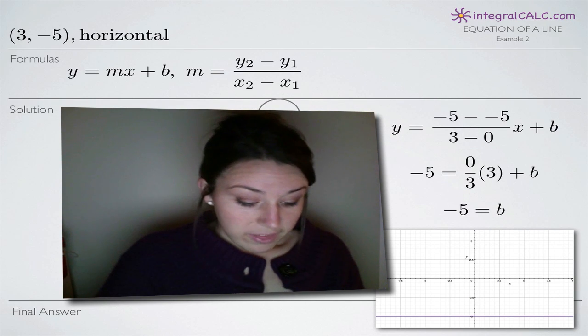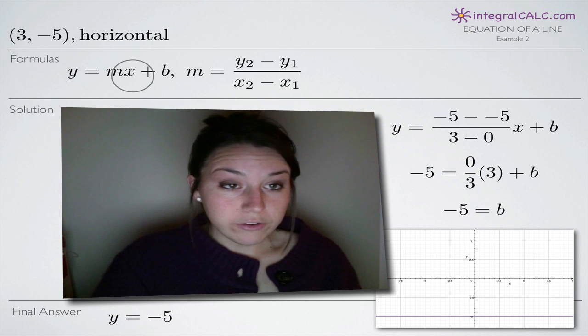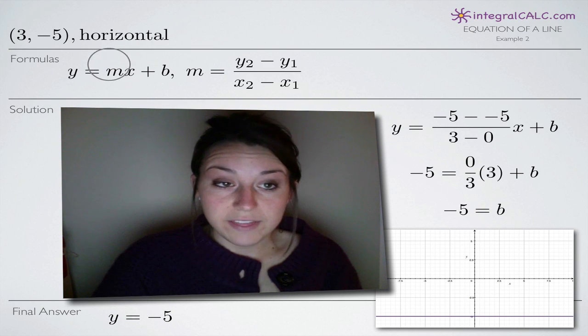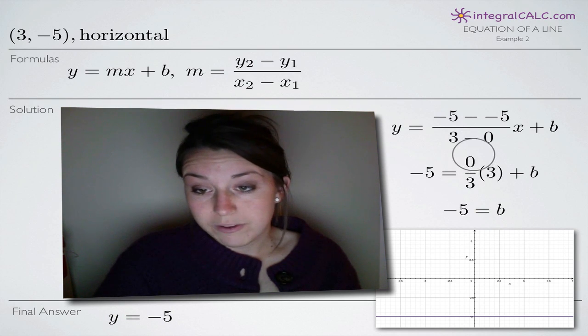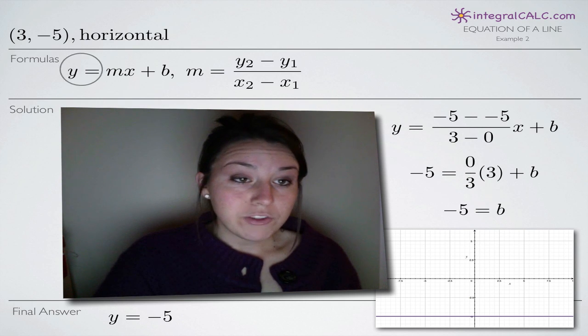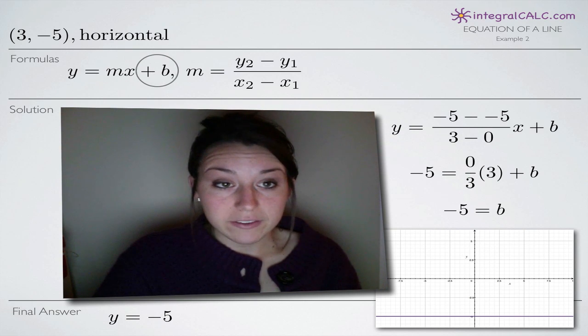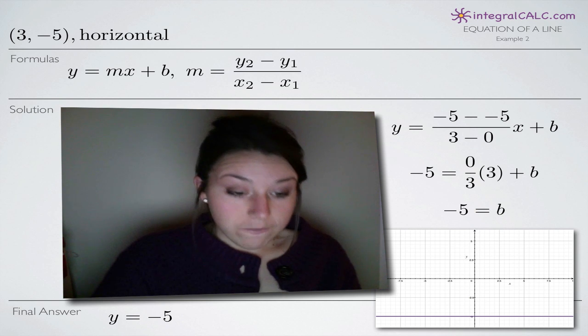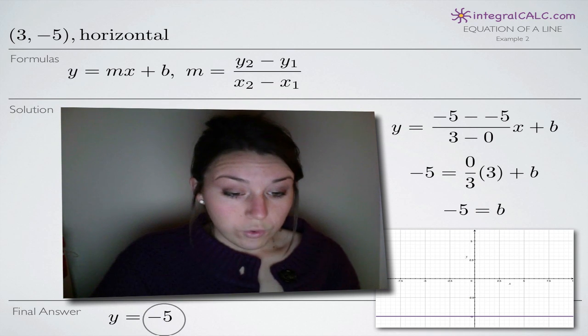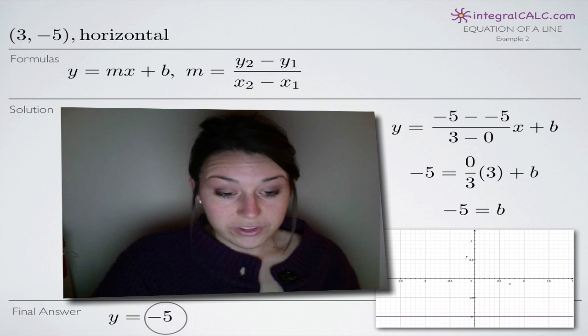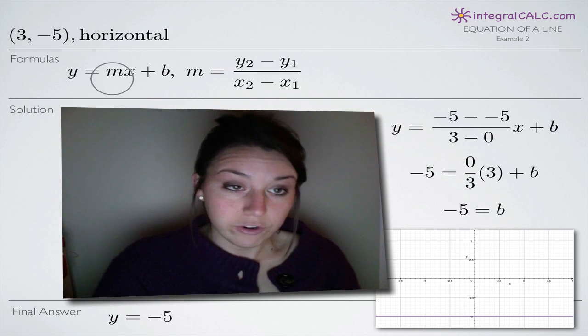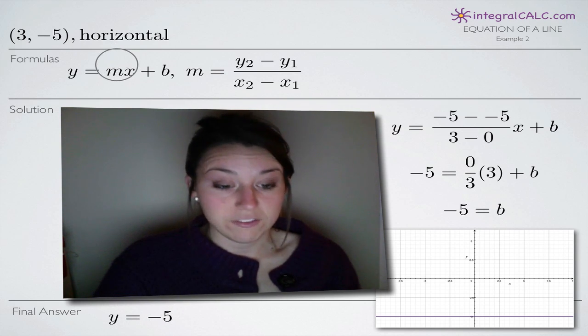So if we plug that back into our slope-intercept equation, remember that we said that m was 0. We found the slope to be 0 right here. So that means we'll get y = 0x + b. We found that b was equal to -5, so our final equation for this line is y = -5. The whole x term here with the slope drops away since the slope is 0.